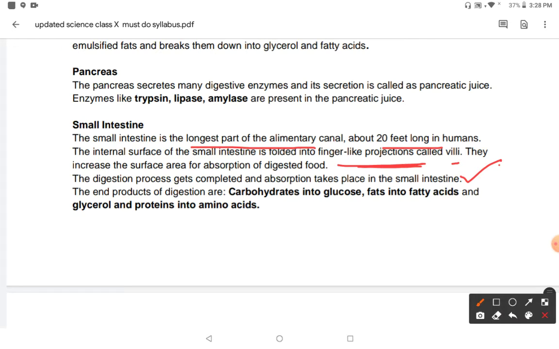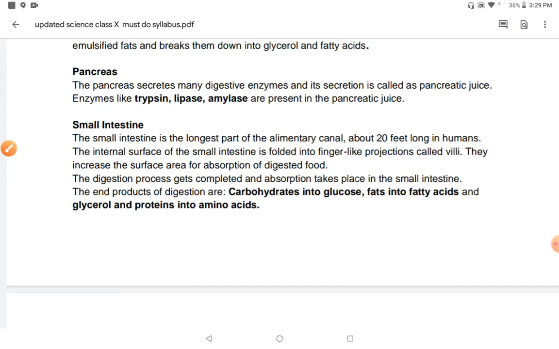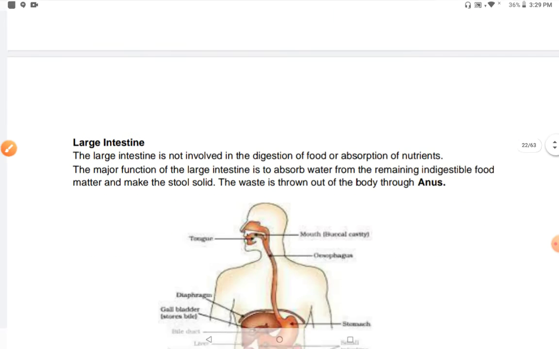This is the function of the small intestine. The end products of digestion are: carbohydrates are converted into glucose, fats into fatty acids and glycerol, and protein into amino acids. So this type of process takes place in the small intestine.